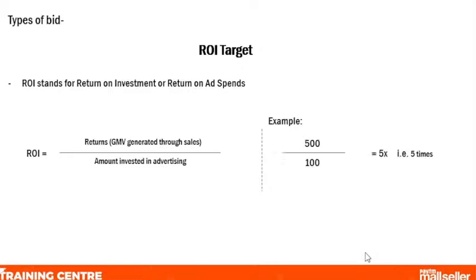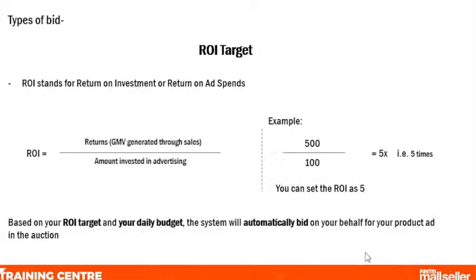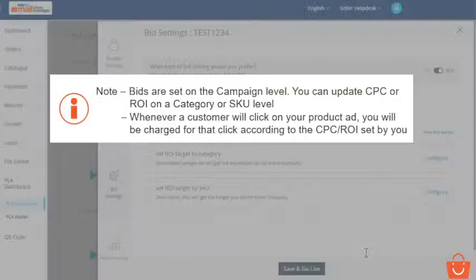Please note, bids are set at campaign level. You can update CPC or ROI at category or SKU level also. Whenever a customer clicks on a product ad, you will be charged for that click according to the CPC and ROI set by you.